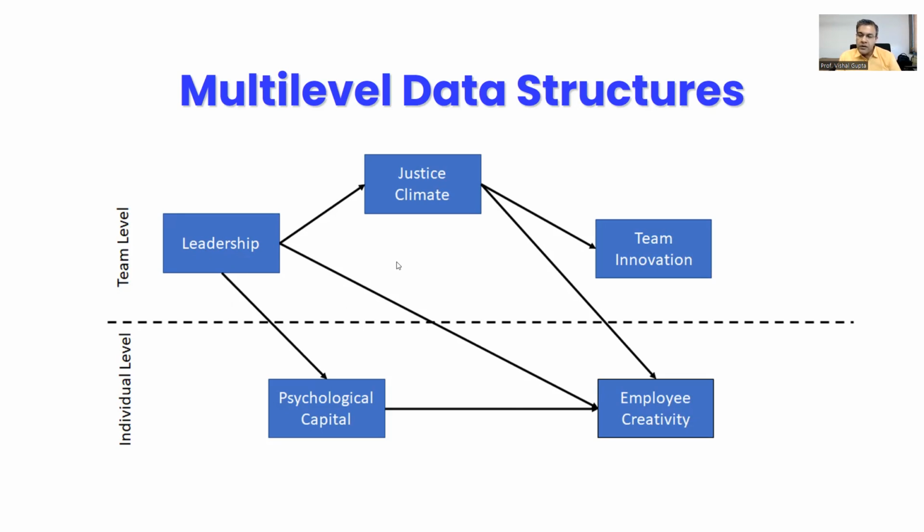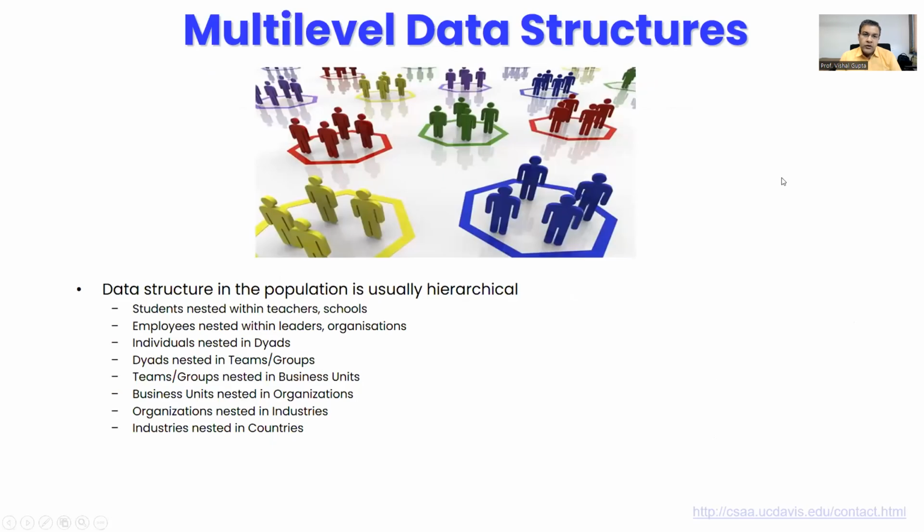This can confound your relationships or the results that you are getting in the analysis, right? So in multi-level data, or in the kind of research that we do, management research, data is usually hierarchical. That is what I have written. Students are nested within teachers. You see, in this workshop, for example, we have 30 participants, but there is only one instructor. So students are nested within teachers or schools, employees are nested within leaders, and leaders are nested within organizations. Similarly, teachers are nested within schools.